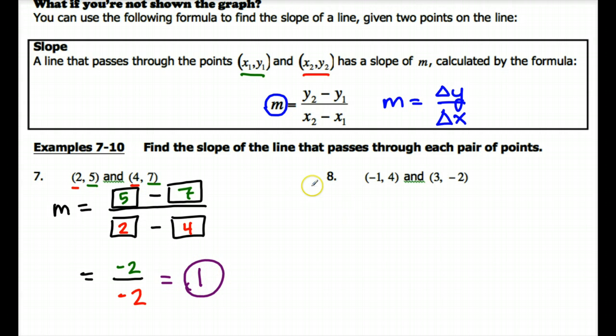Okay, looking at number 8, I'm going to go ahead and write out my slope formula. M equals y sub 2 minus y sub 1 over x sub 2 minus x sub 1. Again, I'm going to put in these placeholders here.